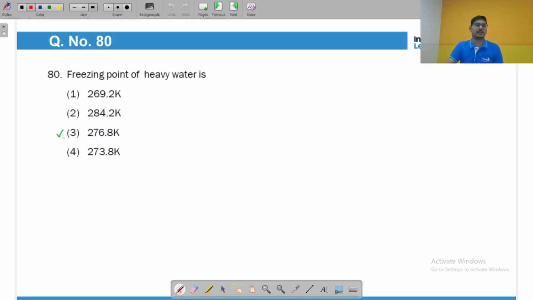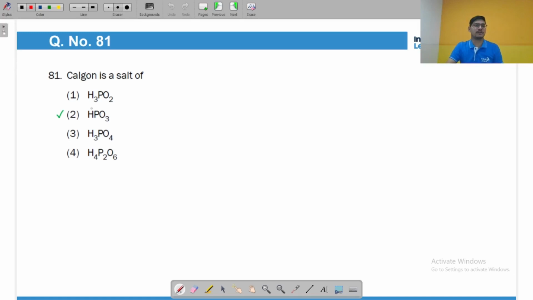Freezing point of water is this. It is something you should memorize. Calgon is a salt of HPO3. Calgon is sodium hexametaphosphate. So this is Na6(PO3)6, right? So it is an anion of HPO3.